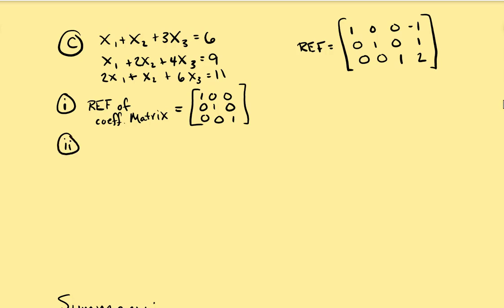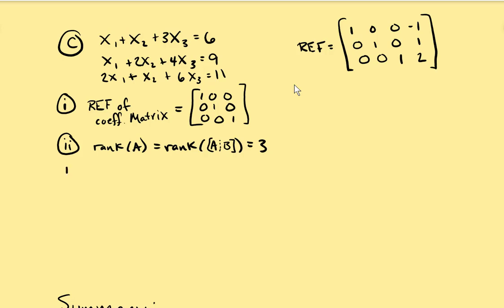Part 2 says write down the rank of both the REF of the augmented matrix and the coefficient matrix. Both cases, these are REF, so we just need to look at the number of non-zero rows. That's 3 for the augmented and 3 for the coefficient matrix. Let's write that. The rank of both A and A augmented with B is 3. 3 non-zero rows in both of those REF matrices.